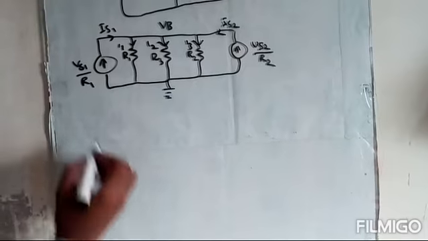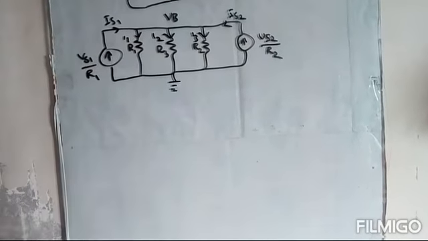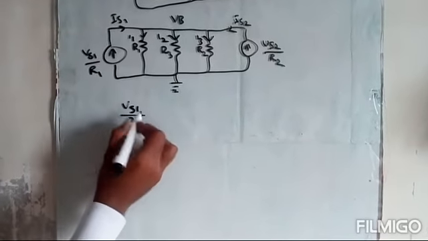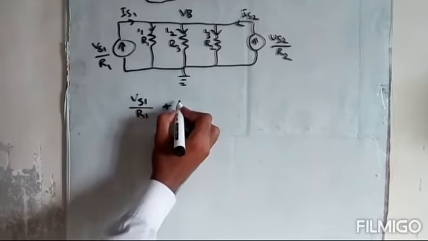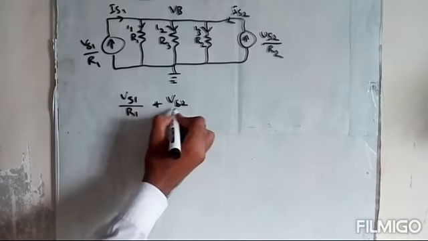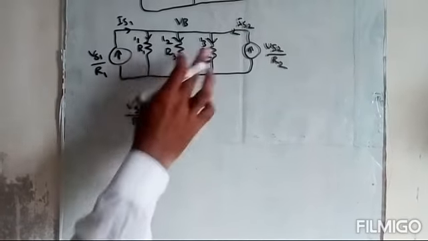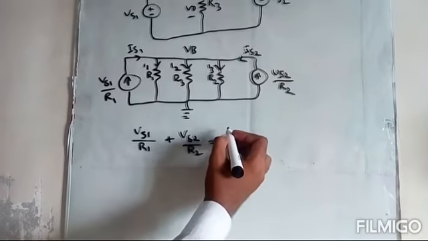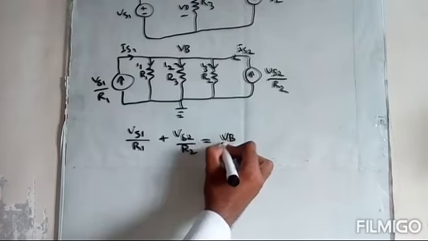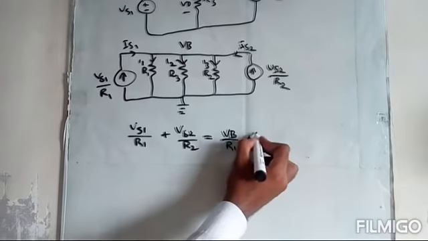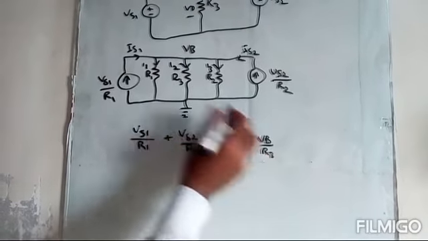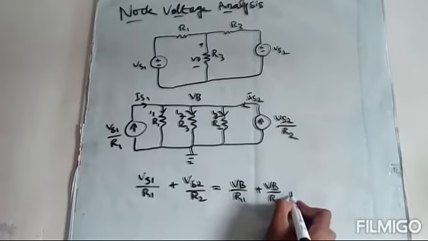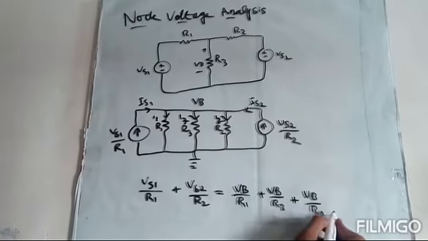So we will write the KCL equation. IS1 is entering, so we will take it as positive, and I will write its value Vs1 over R1, and IS2 will also be positive, it is entering, so Vs2 over R2. And these three currents are leaving, they will be negative, but I am writing them on the right side, so they will be positive, and the value will be Vb divided by R1, it is I1, plus Vb divided by R3, it is I3, and plus Vb divided by R2, it is I2.